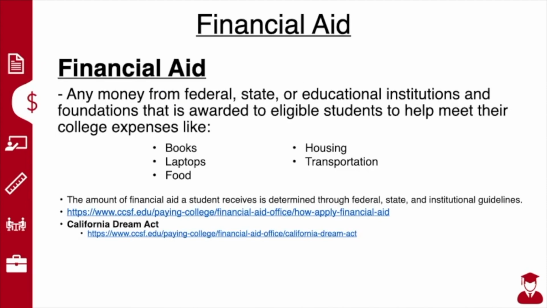Now, as you go from non-credit to credit, you will have expenses, and it's important that you understand financial aid. It is any money from federal, state, or educational institutions and foundations that is awarded to eligible students to help meet their college expenses, like for your books, laptop, food, housing, and transportation. The amount of financial aid depends on students' financial circumstances, so you need to go to the links below to determine what you're eligible for.